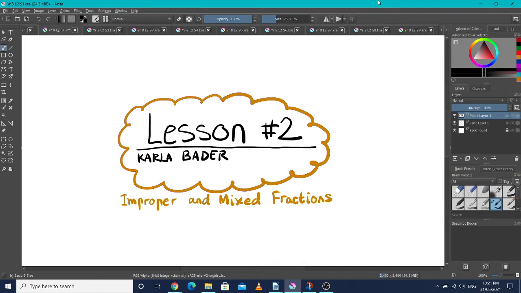Hello and welcome to Lesson 2 of Year 8 Maths, Fractions, Percentages and Decimals. In this lesson, we will be looking at what an improper fraction and a mixed fraction is, as well as how to convert between the two.